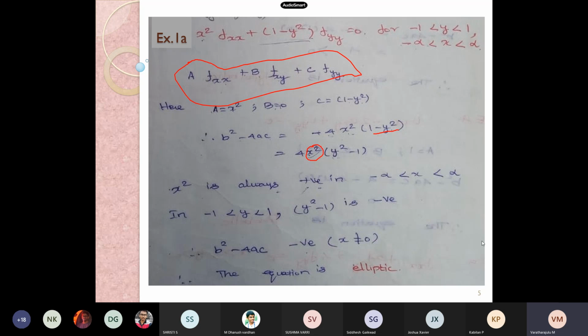Is it clear? Kabilan? Yes, sir. Okay. I will start the second problem.